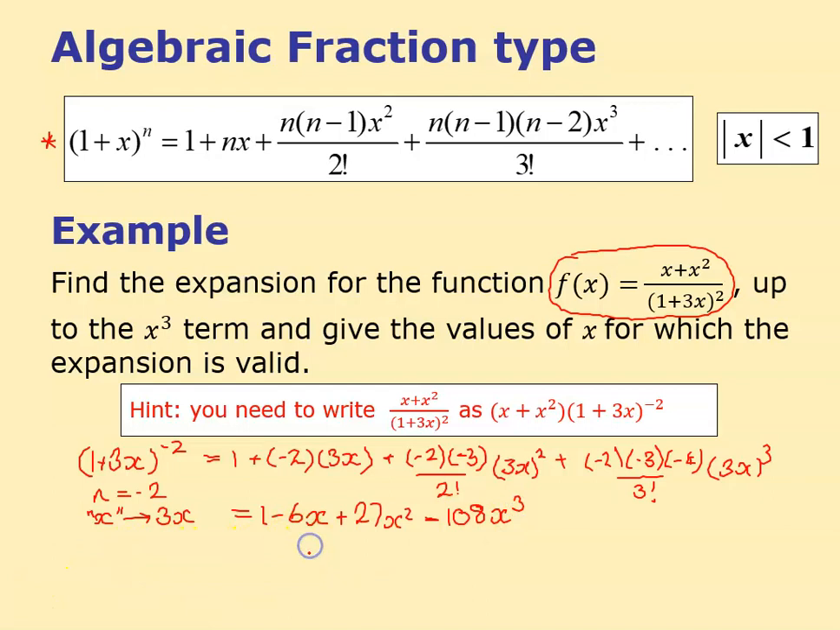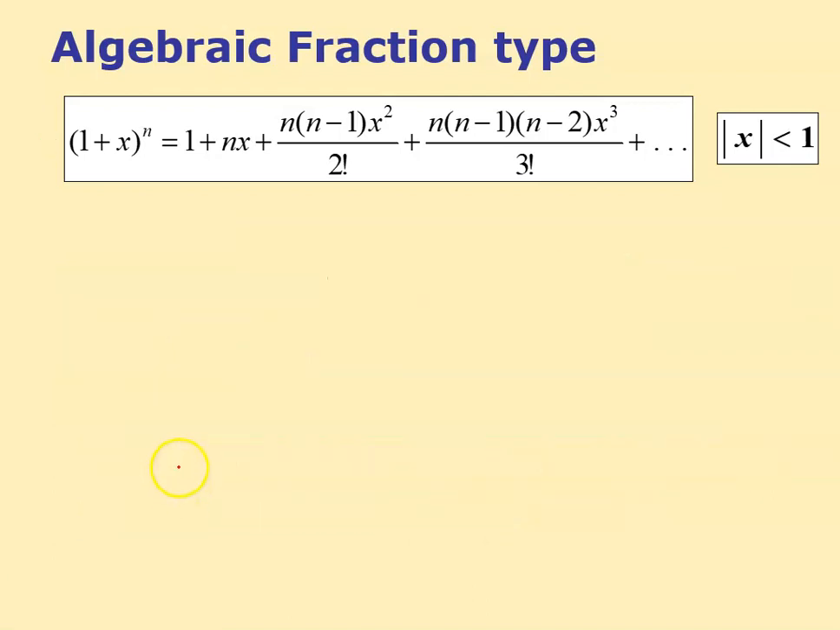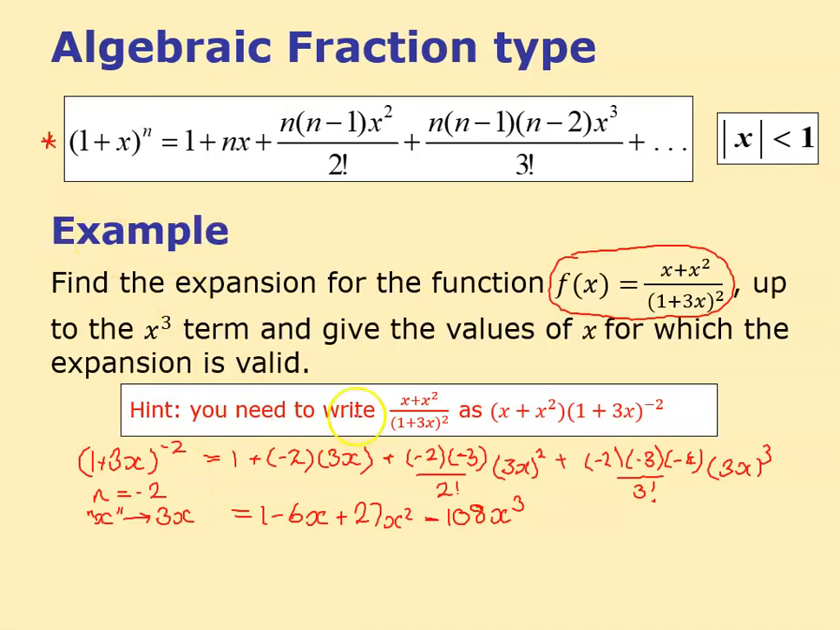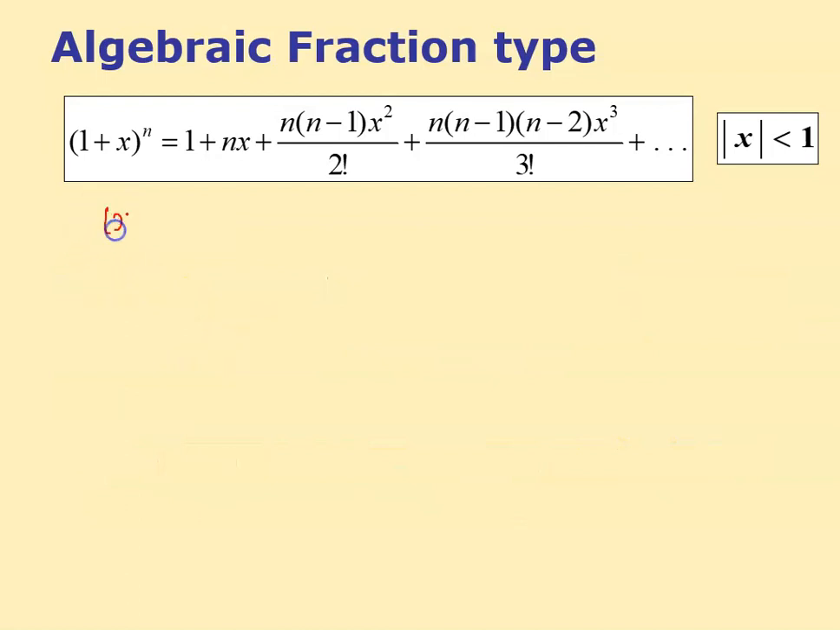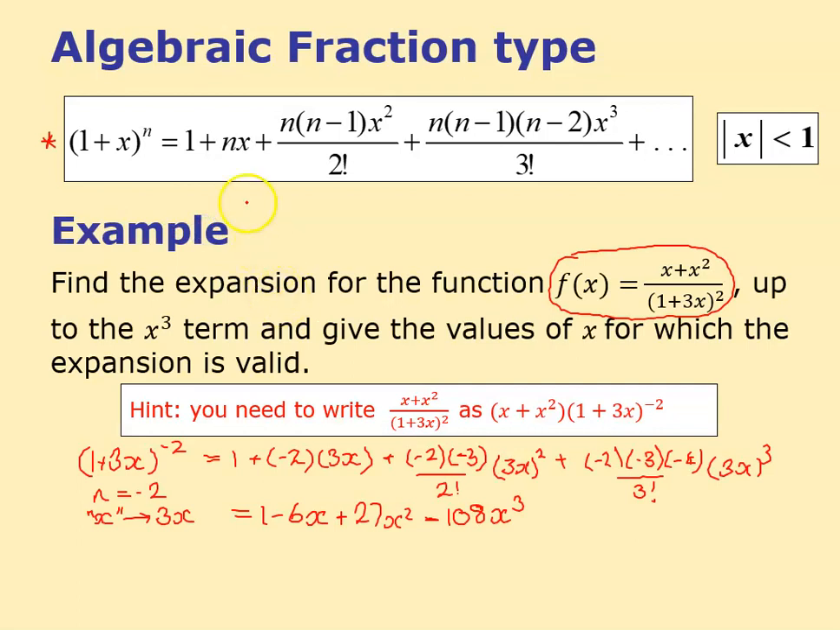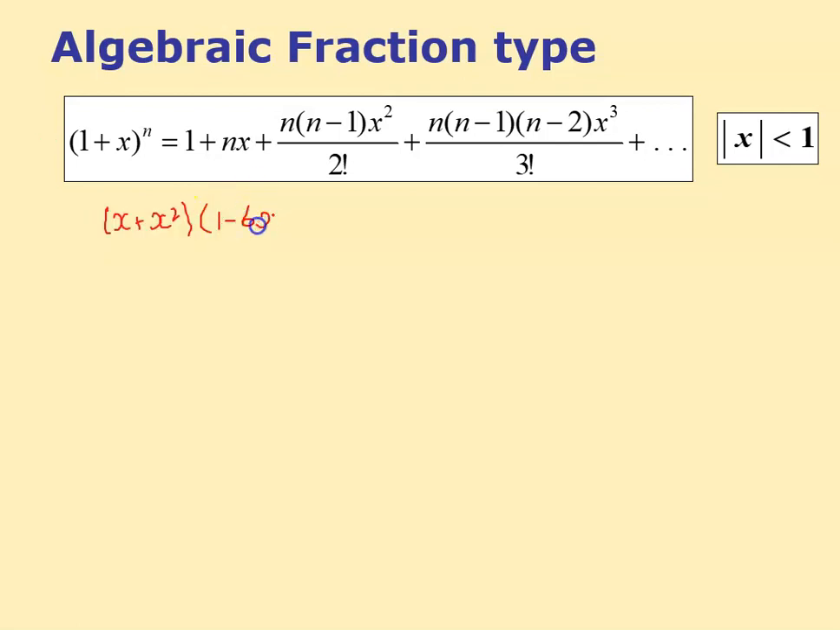And having done that, I now need to multiply it. So I said my trick was to times it by the x plus x squared, because that was on the top. So I reckon I can write x plus x squared times by, now what was it? It was 1 minus 6x plus 27x squared minus 108x cubed, sorry. So when I multiply this out, what does it actually want?